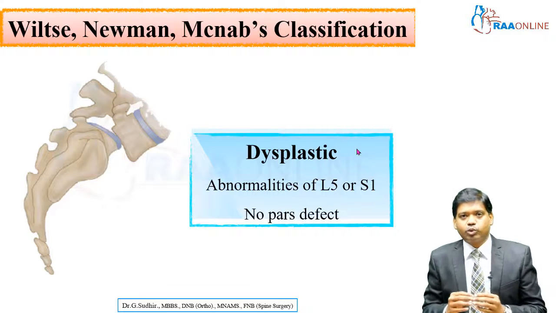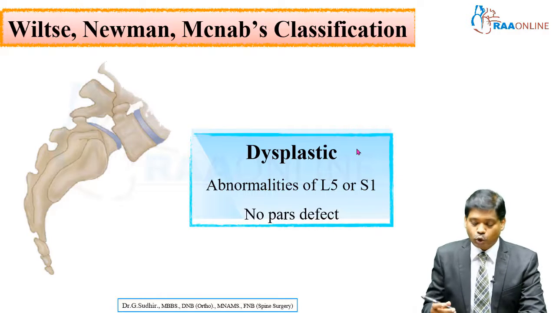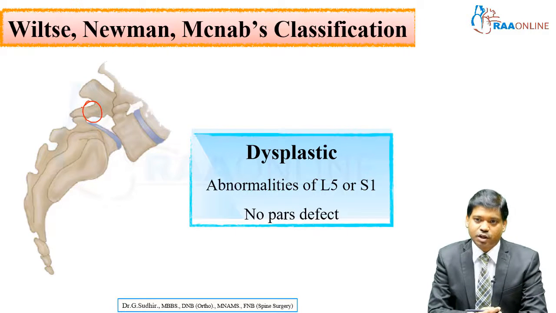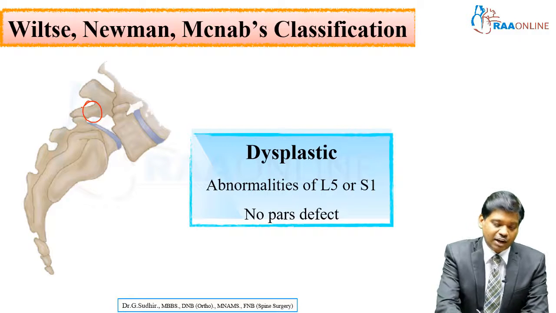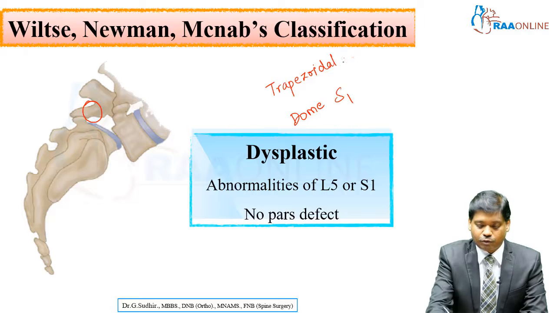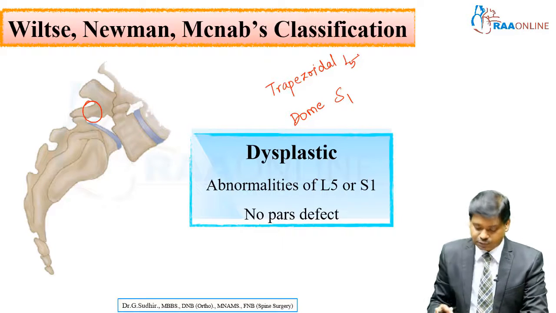As the name indicates, when there is dysplasia of L5 or S1 without a pars deficit, it means a dysplastic type. Pars means this portion of the bone is called the pars. When there is no lysis or pars defect, but there is dysplasia of L5 or S1, which means a trapezoidal shaped L5 or a dome shaped S1, these are all termed dysplastic phenomenon. Then they term it as dysplastic type of spondylolisthesis.